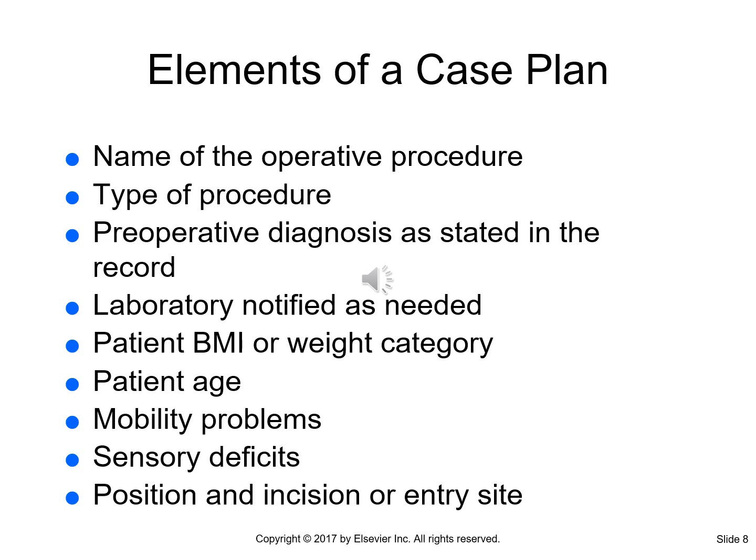So obviously the elements are always going to be these simple bullet points: the name of the operative procedure, the type of the procedure, what's the diagnosis, what were the lab findings, what's their weight, what's their age, what types of mobility problems do they have, sensory deficits, position, and incision or entry site. So how are we going to position them to gain entry into the wound? We'll also look at skin prepping, draping, what instruments are needed. Do we need C-arm in the room? We need to call them ahead so they can bring their equipment in and get it ready to go.